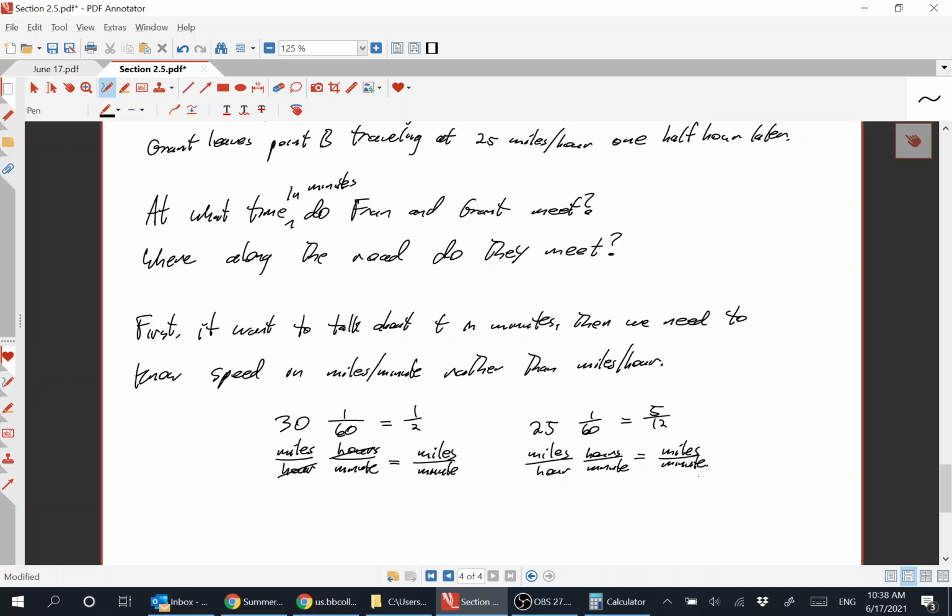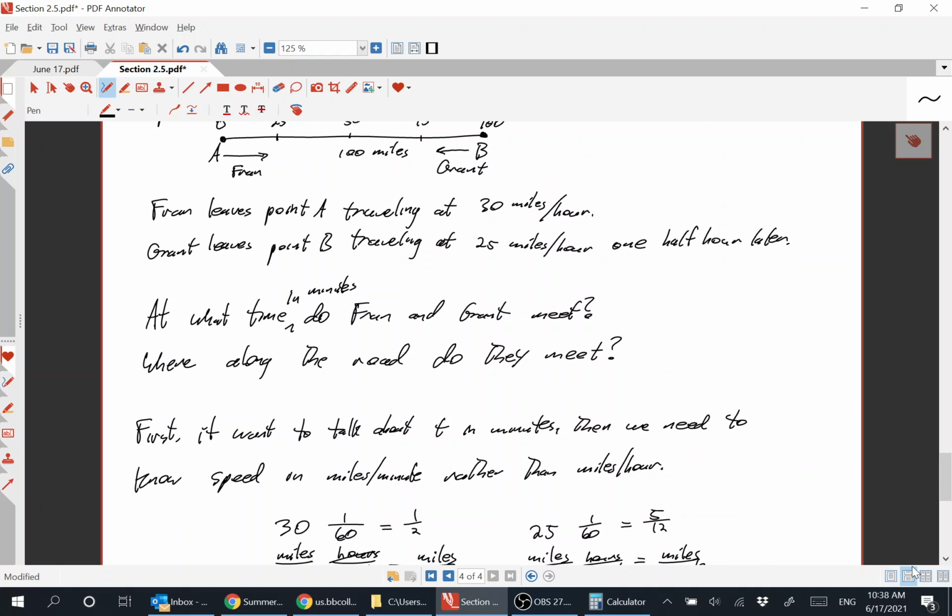Okay, so we have the rates of change of Fran and Grant. Well, let me take away this part. I don't want to explain that right now.